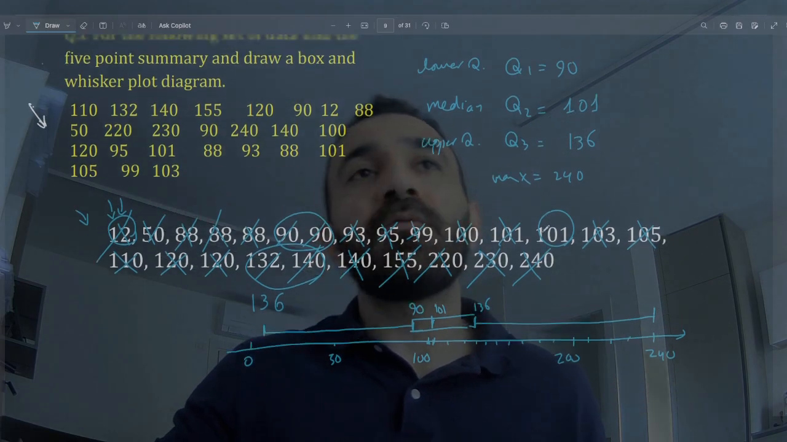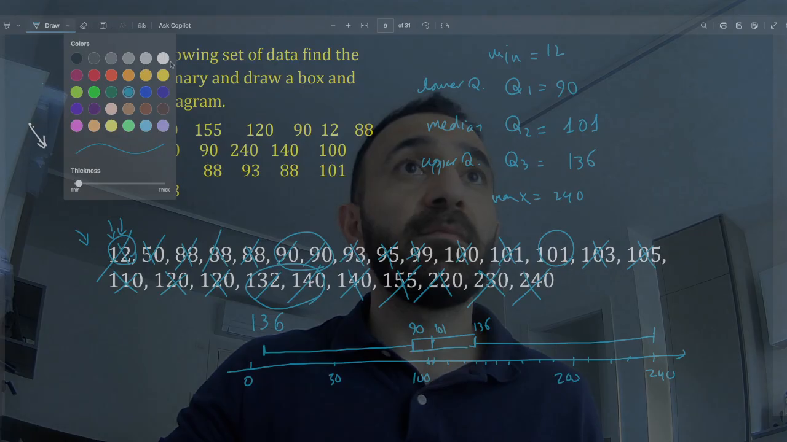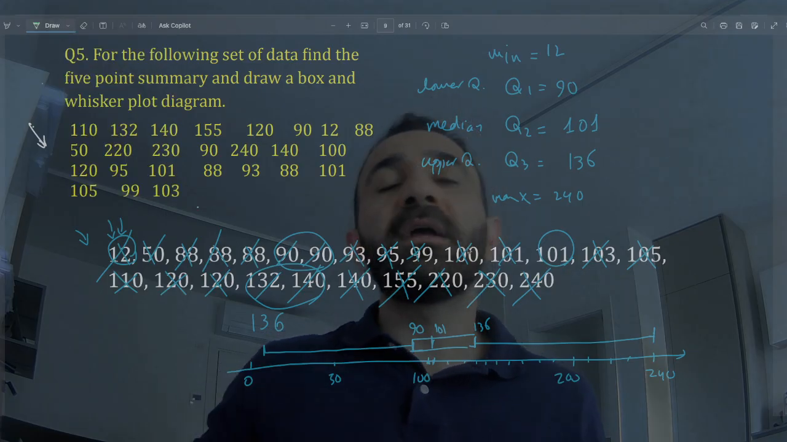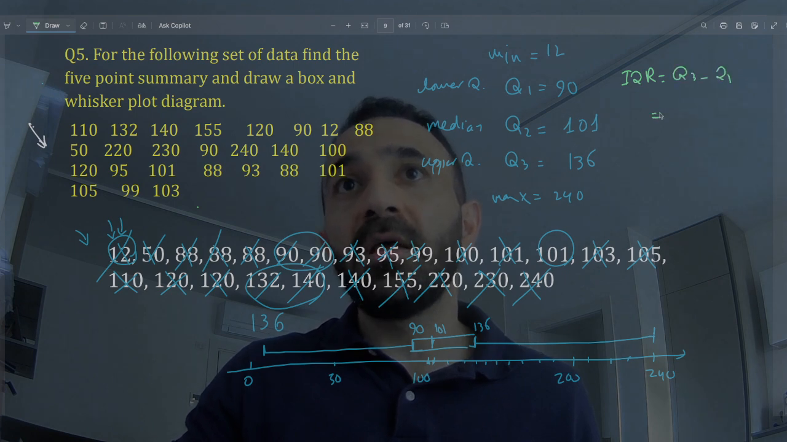Okay, let me explain how to find the outliers. It might be the question of some of you. So how to find the outliers? You're going to first find the interquartile range, which is Q3 minus Q1. Q3 is 136 minus 90, which is 46.